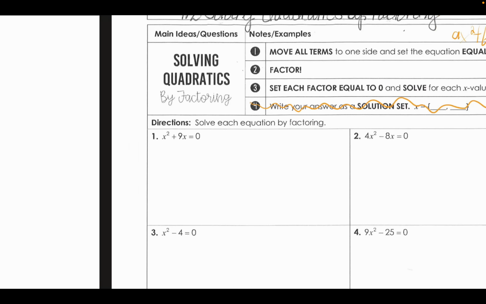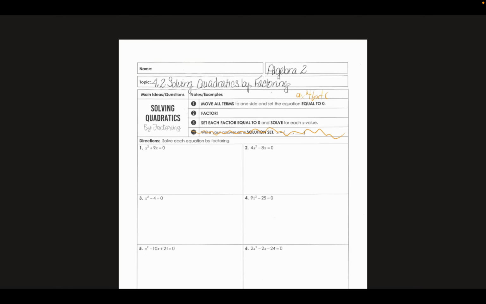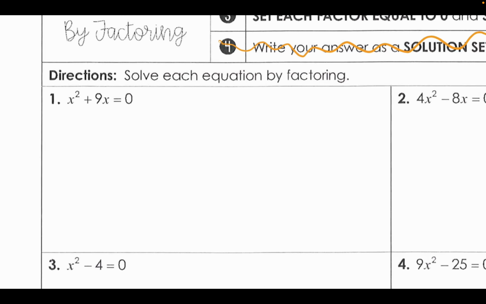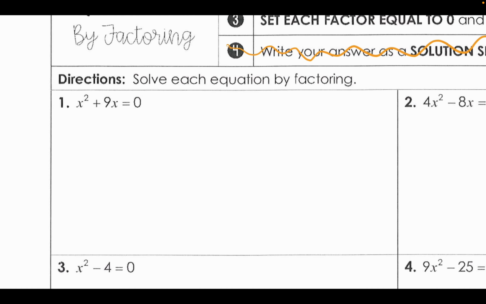Number 1, and we notice this whole first page is already equal to 0. It's already in standard form. So we always check for a GCF first when we factor, and then we progress to different things from there depending on the number of terms. But here we look for a GCF. There is the GCF of x, and then we're left with x plus 9 equals 0. Now this inside the parentheses is fully factored. So now what we do is we set each of these factors equal to 0.